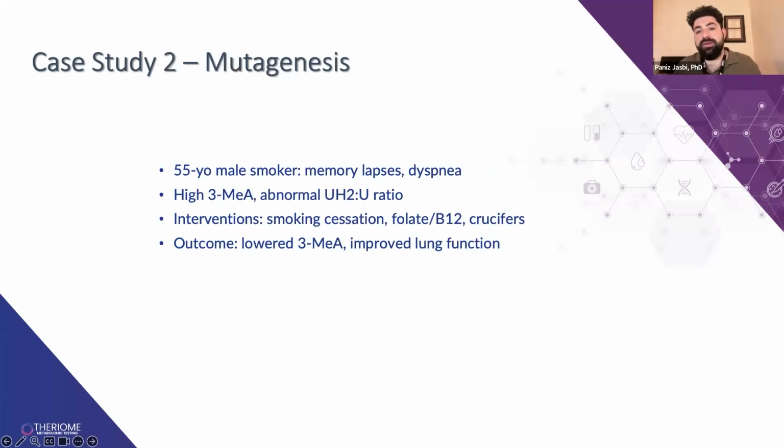In case 2, we have a 55-year-old smoker with a high 3-methyladenine, a skewed dihydrouracil to uracil ratio. This is textbook alkylation stress plus BER strain. What we asked her to do was intensive smoking cessation. We repleted her folate and B12 levels, and we added cruciferous vegetables to cut the 3-MeA markedly within 6 months. Again, underscoring how source control plus nutrient support reduces mutational burden.